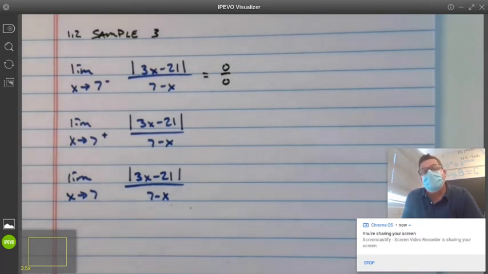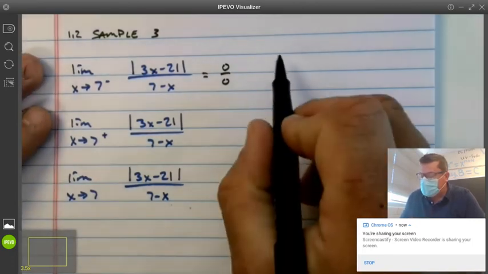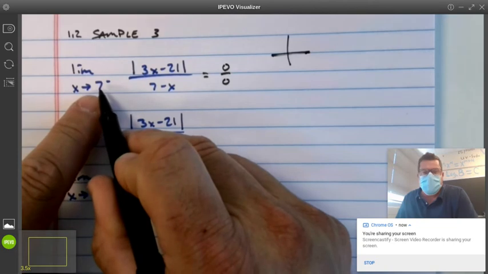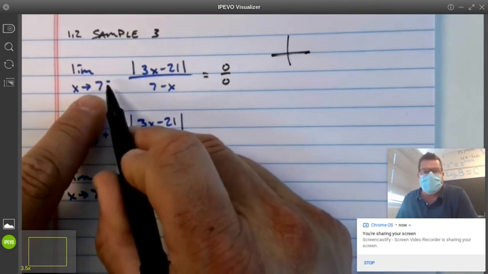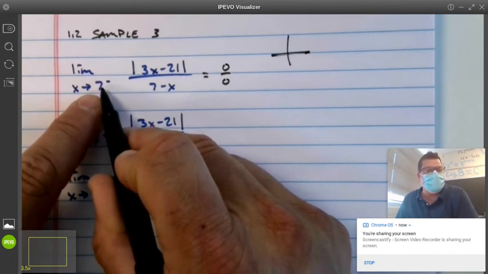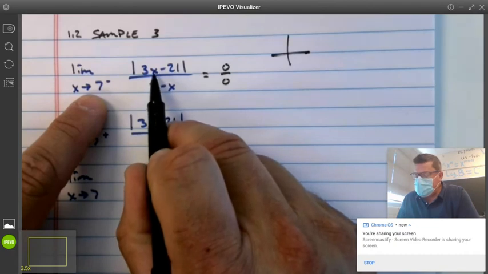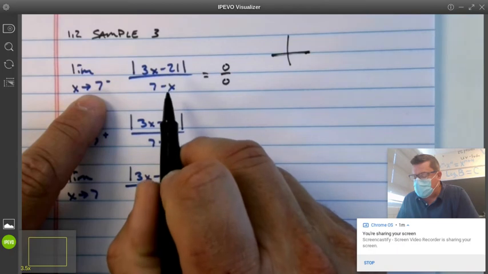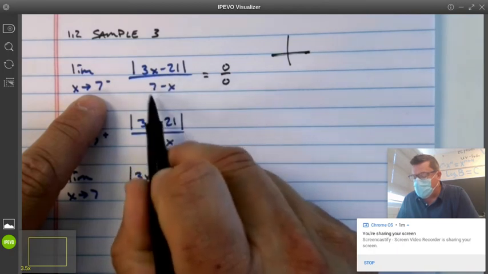Sometimes the graphs will give you a close estimate of what it is, and sometimes the graphs will give you an exact value of what it is. So the graph of this one, as we plug in numbers that are intimately close to 7, but from the left-hand side, like 6 and 5 and 4 and 6.9999, when we plug in a 6, we're going to get negative 3, and the absolute value of negative 3 is 3 over 1.